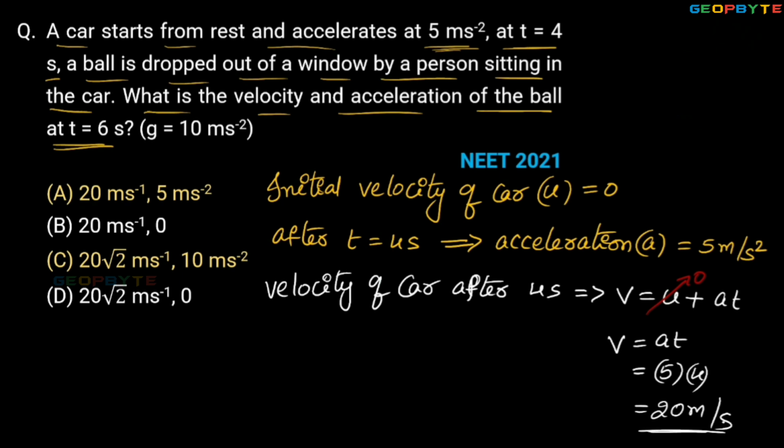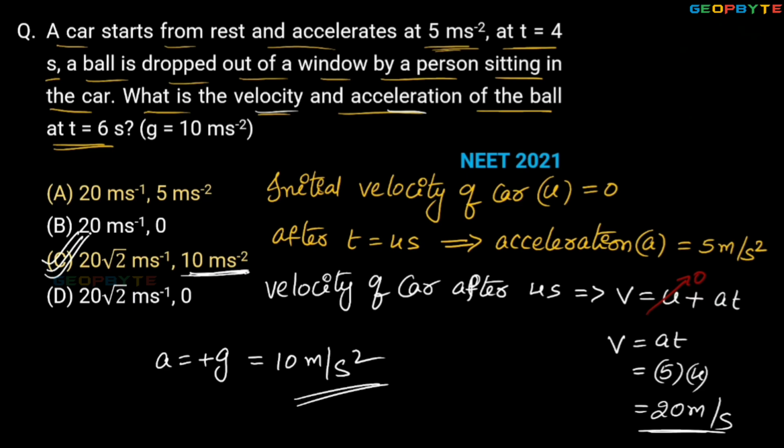Okay. Then what is happening? A ball is dropped. A ball is dropping down means a equal to plus g. Let me write it clearly. a equal to plus g, because the ball is falling in the direction of gravity force. That is equal to 10 meter per second square. That is the acceleration. Look at the options. He is asking velocity and acceleration. Acceleration is given 10 meter per second square only for option C. Option C is absolutely correct. Okay. So by looking at the options, you can come to know the answer, because the acceleration 10 meter per second square is given only with option C.